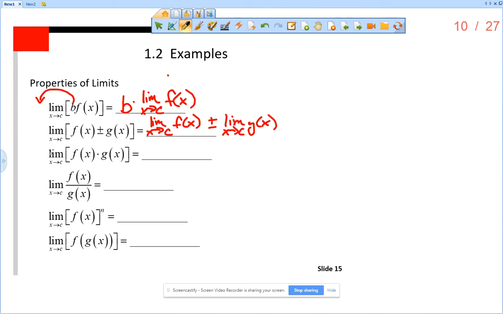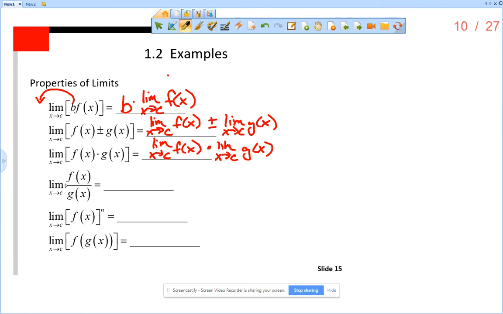Now, basically the same thing is true with the product of two functions. So for instance, if I have the limit as x approaches c of f of x times g of x, then I can find the limit as x approaches c of f of x times the limit as x approaches c of g of x. So I can find their limits separately and then multiply their results.